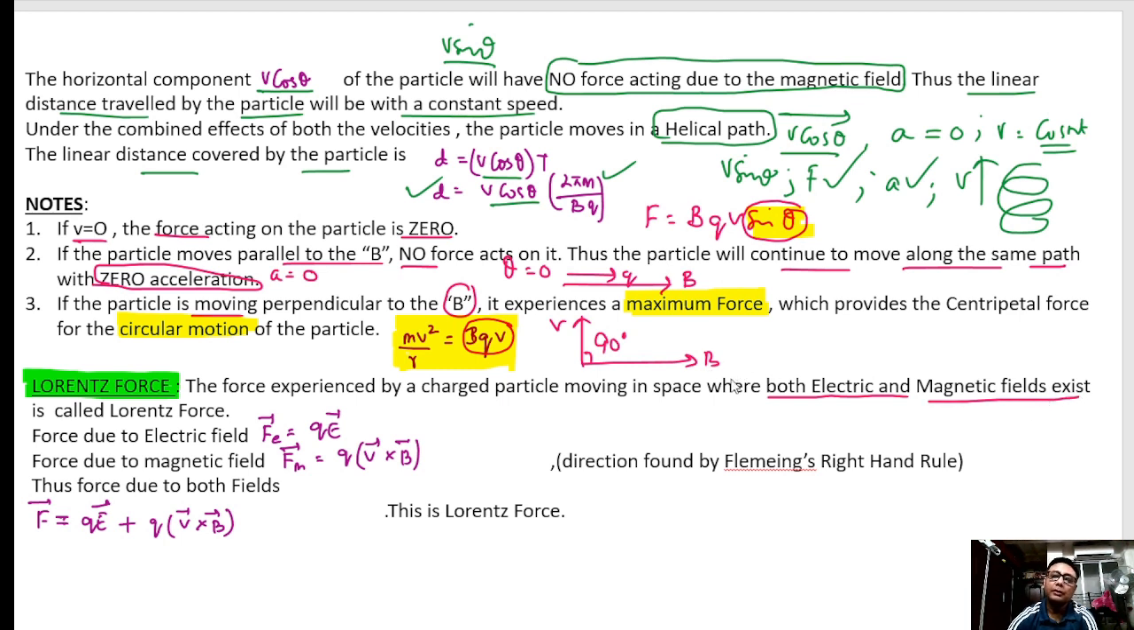The force which is caused when a particle travels in both electric and magnetic fields is called the Lorentz force. In the electric field we all know the force acting will be this, in the magnetic field we all know the force acting will be this. So Lorentz told that the net force acting on the particle will be this. This is the definition of the Lorentz force, and this is the formula. That means the net force due to the electric and magnetic field. Clear?